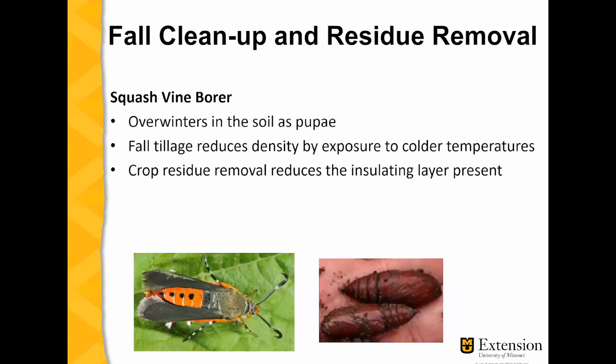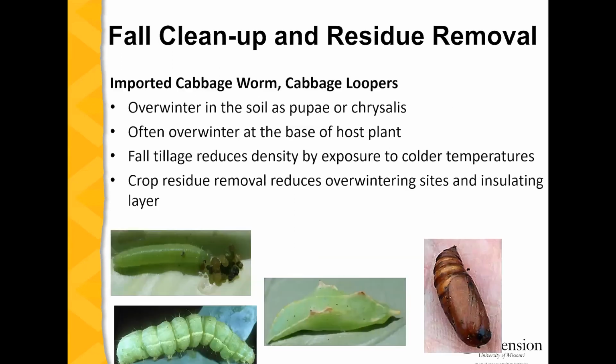Squash vine borer overwinters in the soil in the pupal form. Fall tillage can reduce density by exposing these pupae to colder temperatures. Crop residue removal reduces the insulating layer present in the field, reducing soil temperatures.